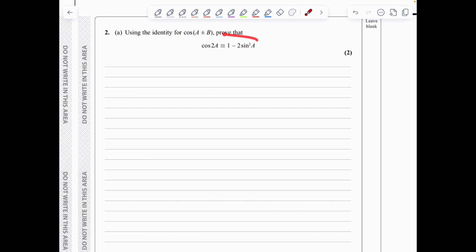In 2a, we need to use the identity for cos(A ± B) to prove the double angle identity that cos 2A is 1 minus 2 sin squared A. So let's start with the addition formula that says that cos(A + B) is cos A cos B minus sin A sin B.